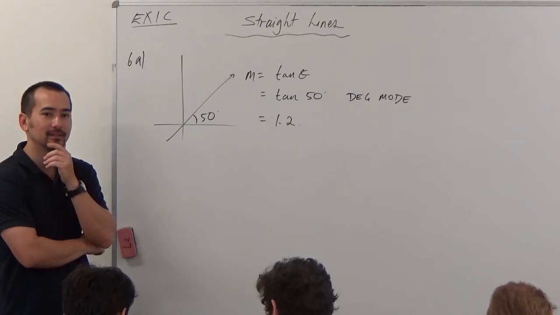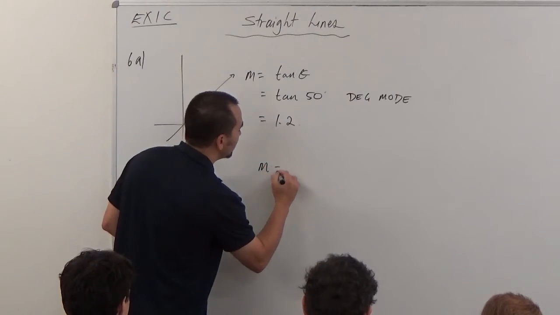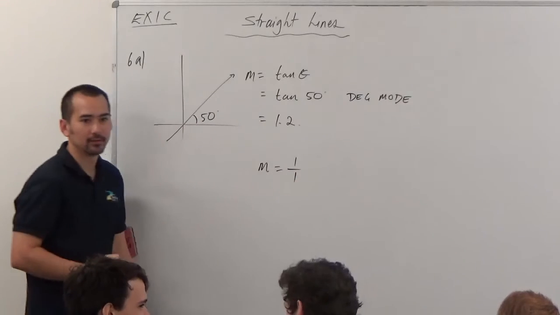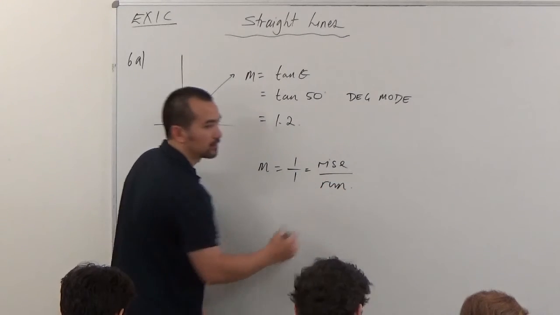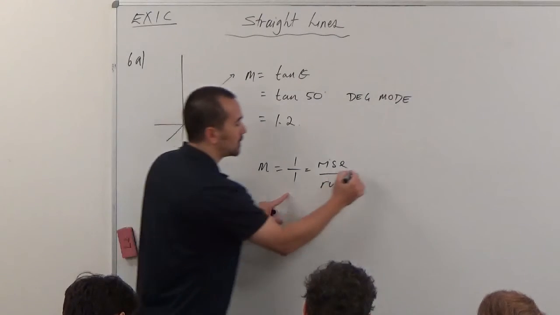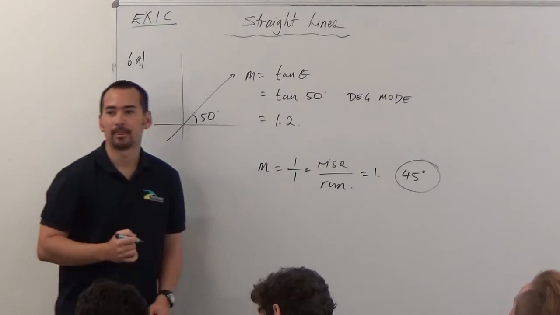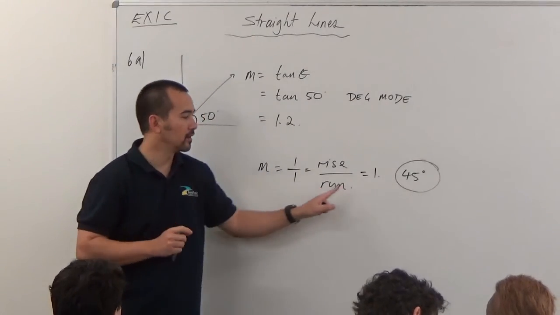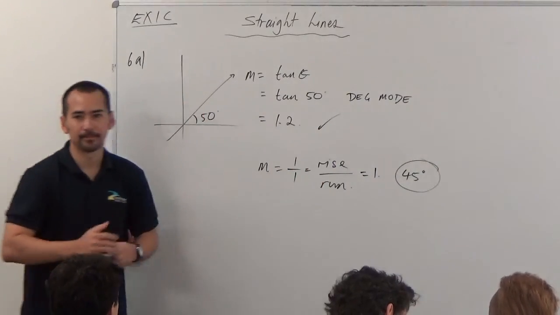If it was 1, it would be going up equally. Yes, I know what you mean. A gradient of 1 is the same as 1 over 1, which means that the rise was 1 and the run was 1. Which is how many degrees? If the gradient is 1, how many degrees is that? 45 degrees. So if we're going 50 degrees, we're looking for a value just a little bit larger than a gradient of 1. So this makes sense.